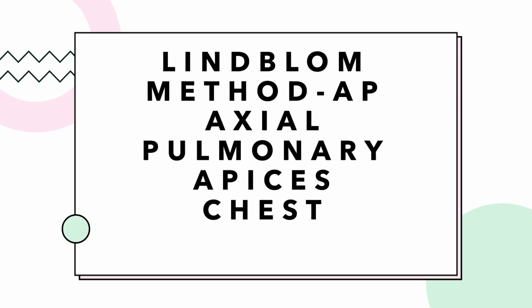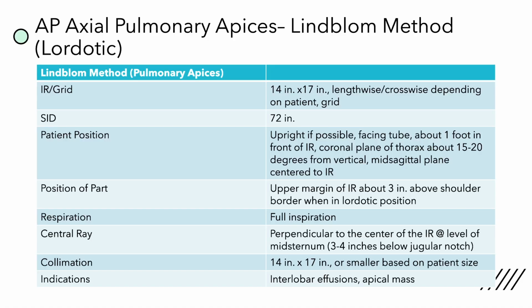Next is the Lindblom method for A to P axial pulmonary apices. So we'll see an image of this in a second. But basically this method is also called an apical lordotic. So we're looking at the apices, and the patient will be positioned in a lordotic position.